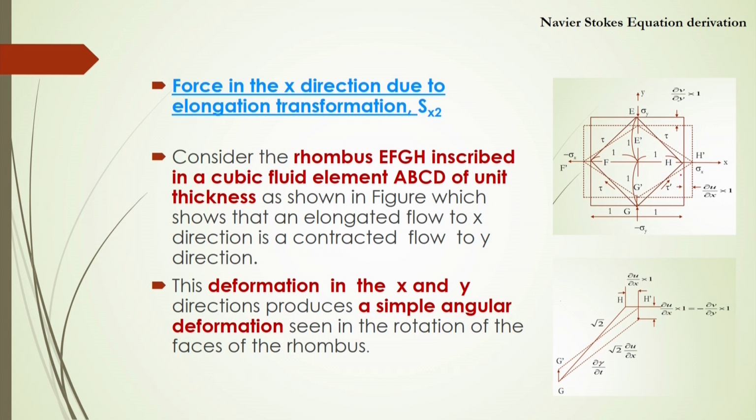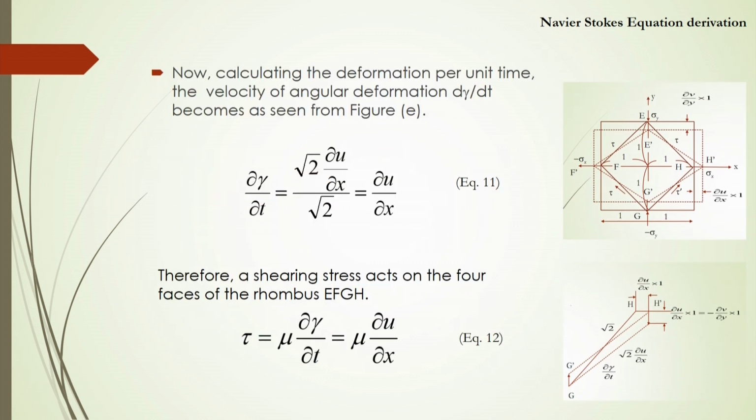So, this deformation in the x and y directions will produce a simple angular deformation that is seen in the rotation of the faces of this rhombus here. Whenever it is rotating, then of course you will get this deformation because of this elongation and contraction. So, you have to consider what that elongation should be and how this elongation or contraction rate or angular deformation rate will change in the x and y directional components of the fluid velocity.